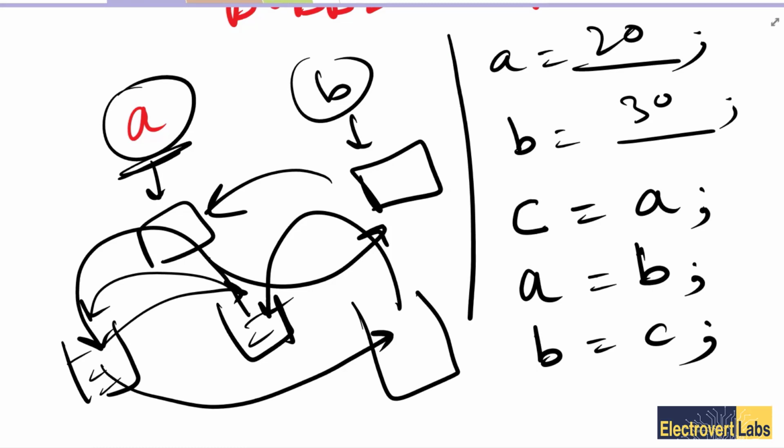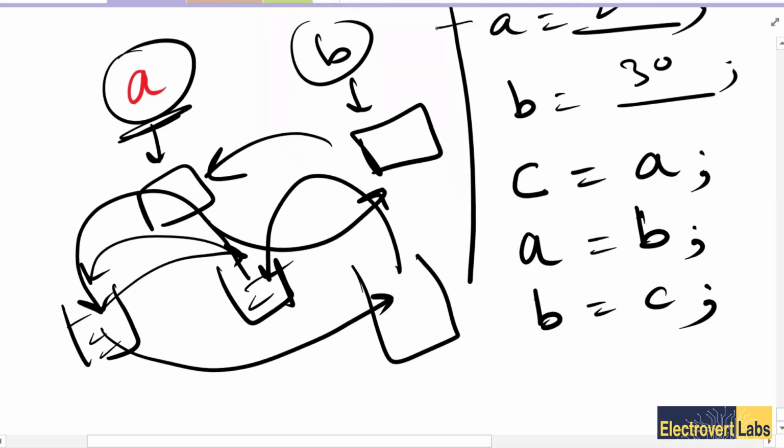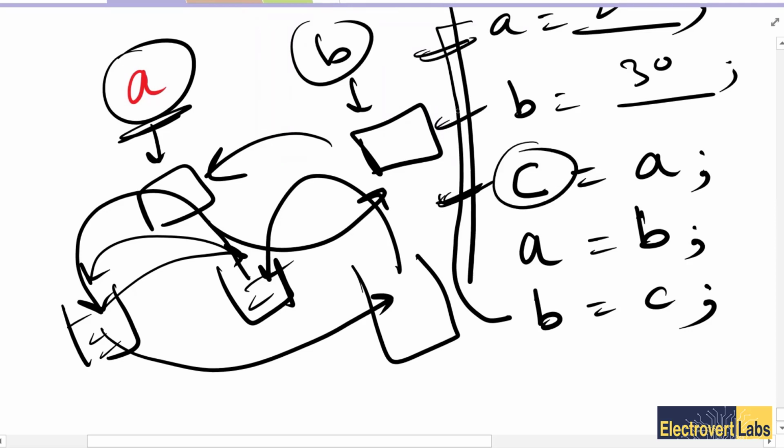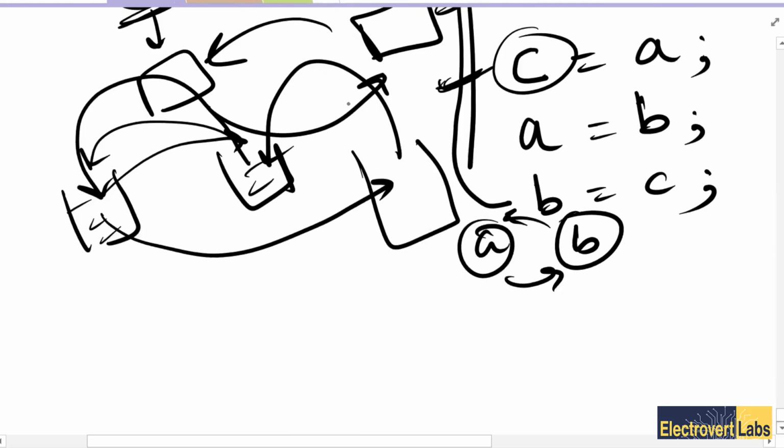As an interesting homework, you can try doing this same job without using a third variable. See here, it was very easy because you used a third variable c. Now I'm saying you can't use a third variable. You only have to use a and b, and you have to interchange their values. Just try it on your own. Now this concept will be used in this question.